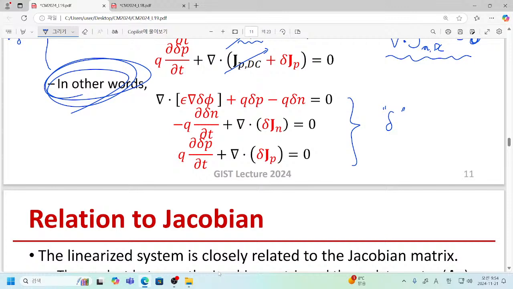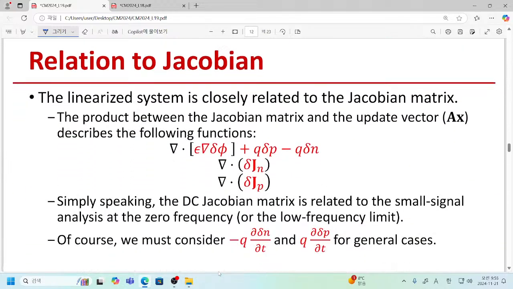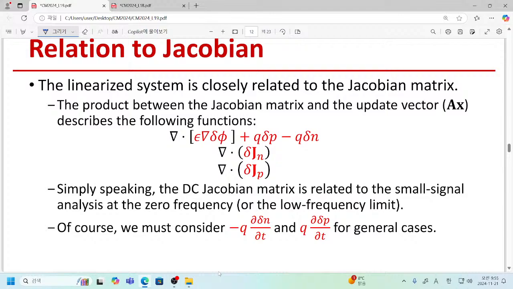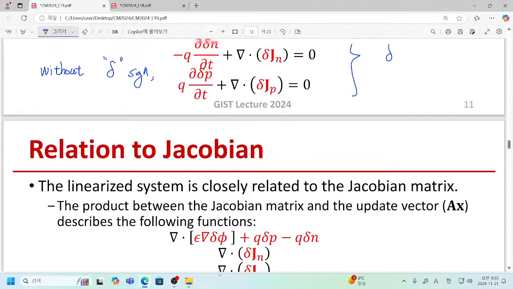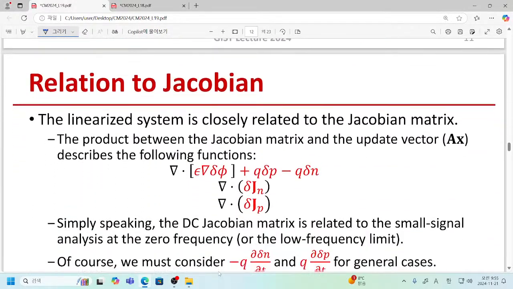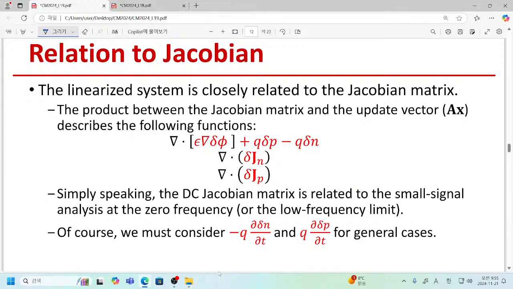Simply speaking, without this delta sign, the system looks exactly the same as before. So we just introduced the delta sign to this system. But please don't be confused between the original system and this system for delta quantities, small signal quantities. So let me just explain its relation to the Jacobian.